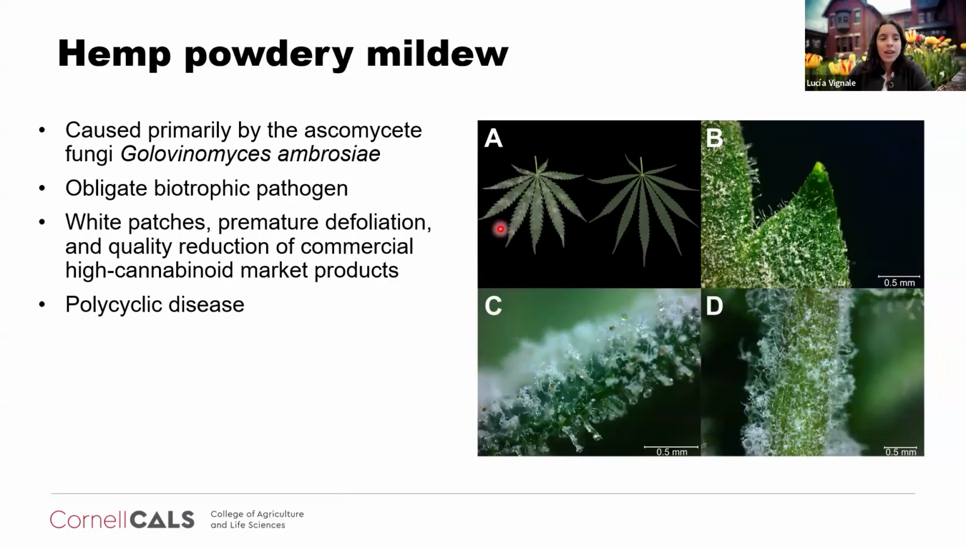As you can see on panel A, it appears as white patches, and on very susceptible genotypes, those patches will expand and coalesce and cover the upper part of the leaves. This is a really big problem for high cannabinoid hemp cultivation, especially the cultivation indoors, and it will reduce the quality of those commercial high cannabinoid market products. So it's a really big problem. It's also a polycyclic disease, which means that there are multiple cycles of new infections within one cycle of the crop, which makes it difficult to control.